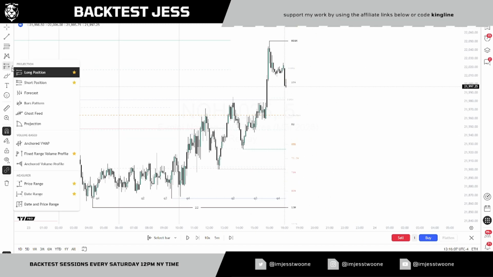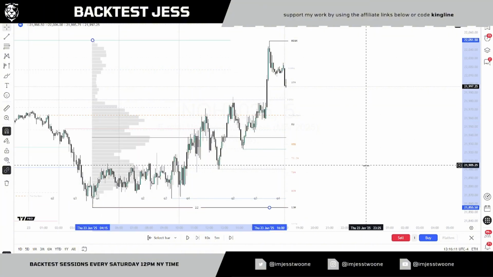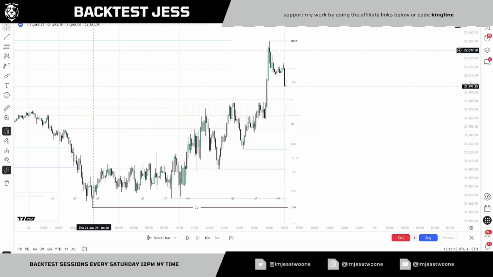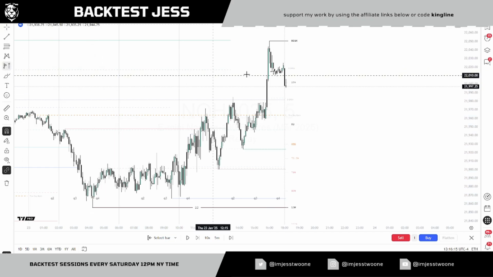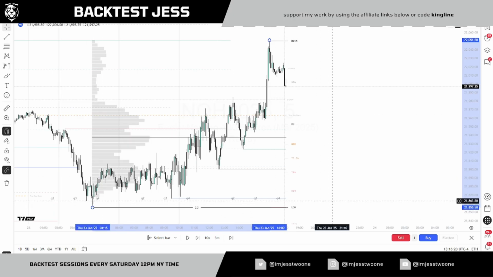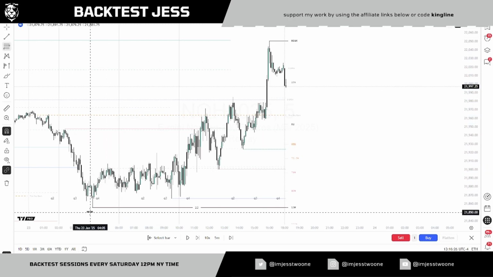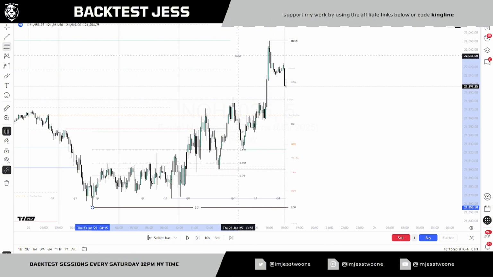We will now draw our fixed range volume profile in the direction of our expansion. I don't think that this matters. Let me draw it the other direction and see what happens. Did that change? Hold on. Wrong one.